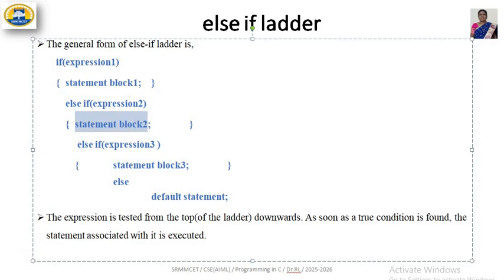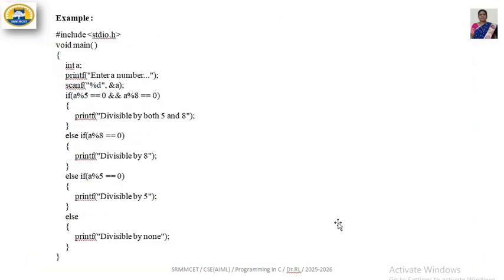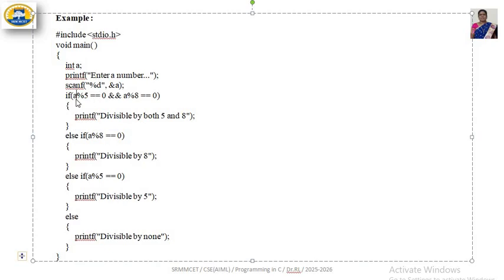So, a simple example for the else if ladder. For a given value A, we check the condition A mod 5 equal to 0 and A mod 8 equal to 0.